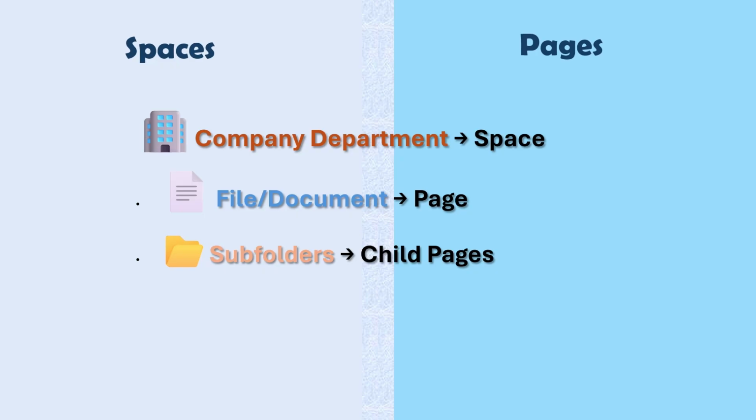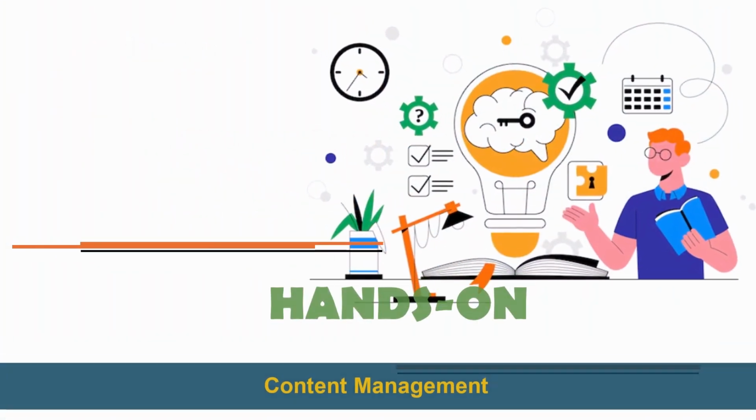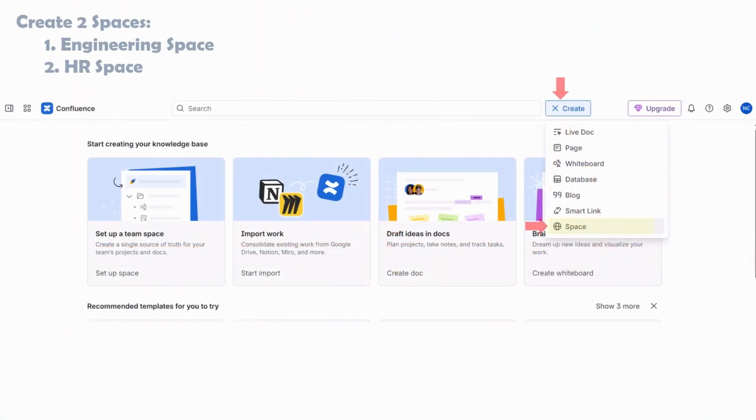So this hierarchy ensures logical organization. Without this structure, the documentation becomes chaotic and unusable over time. So let's create these spaces one by one. First, create the engineering space. You can go to the create button and then move to space.